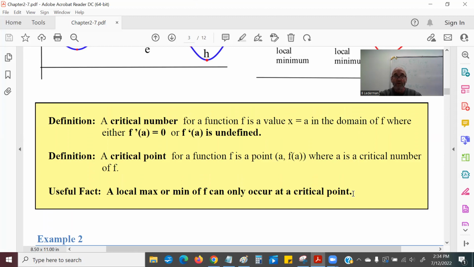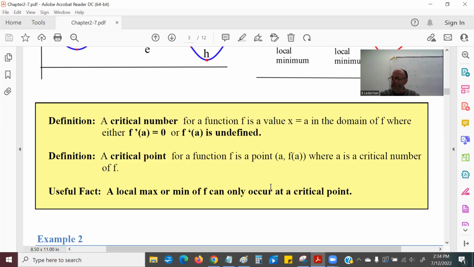Now, as we saw, just because something is a critical point doesn't mean it will be a local max or local min. And we saw that with y equals x to the third power. So not every critical number will be a local max or a min, but every local max or min has to be a critical point. It can only occur at a critical point.